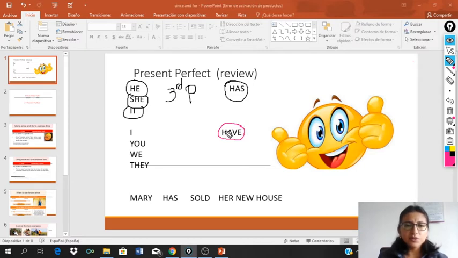With which personal pronouns do we use have? Very good. With I, you, we, and they. Good job. What are these personal pronouns? First, second, or third person? Okay, first and second person. Okay, good job. Now we're going to make an example, a sentence using present perfect.